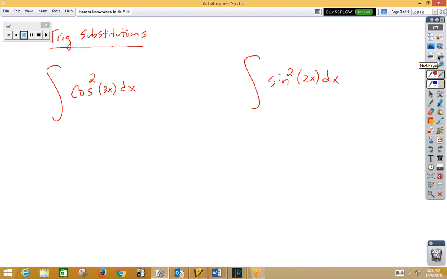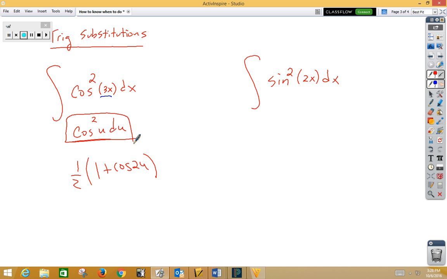Trig substitutions. So you've got a u sub, which is going to create a cosine squared u at some point. Realize you need to be able to substitute 1/2 times 1 plus cosine 2u in place of it to get rid of that square, because we don't have a sine here to help us with just a normal u sub.